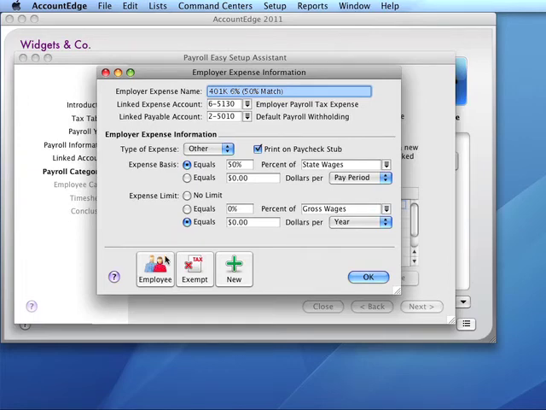We would click the Employee button to associate this expense with employees by placing a check mark to the left of the employee's name. If we wanted to exclude some wage category from the expense basis calculation, we would click on the Exempt button and place a check mark to the left of the excluded category. We would click the New button to create a new expense category and OK when we're finished.